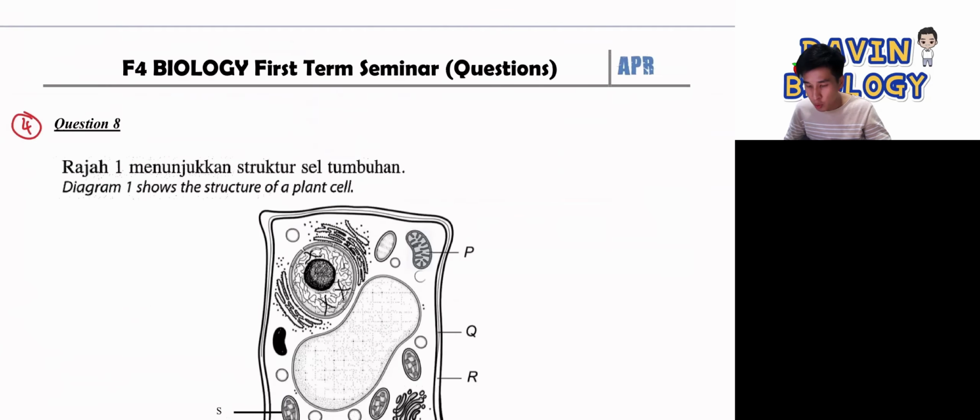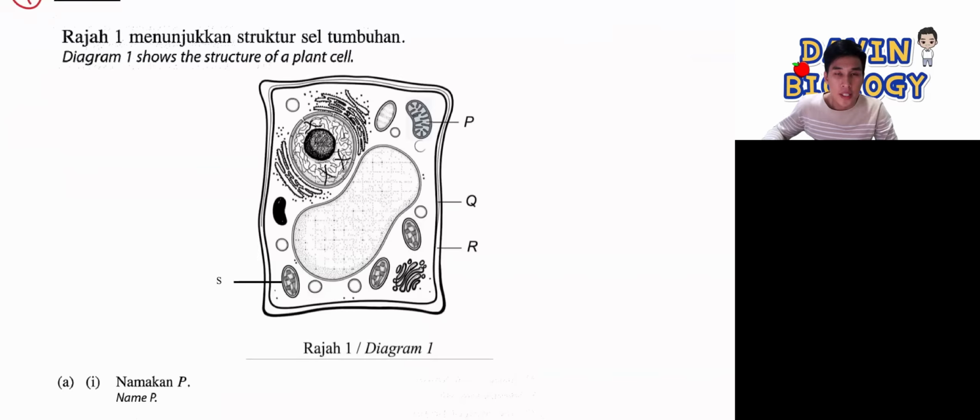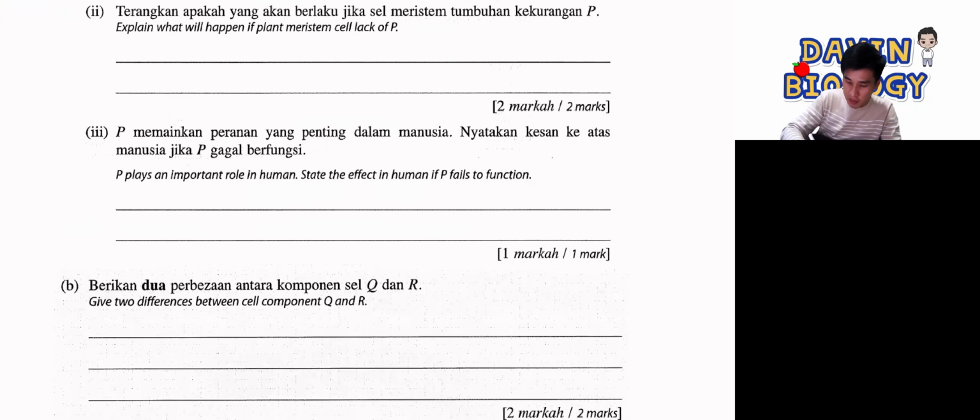All right, then we do one more cell component question. Okay, we do a lot already. So this is the last cell component question. Then we need to move on to the next topic already. All right, this one is a plant cell. Now, the one that I want to focus is question B.